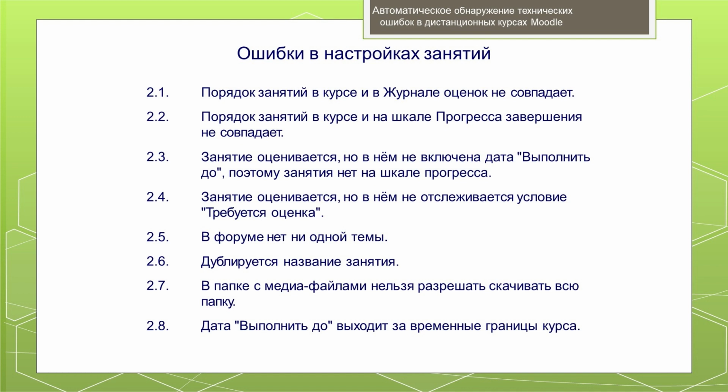Next one, 2.2, error of the sequence of the classes in the course and in the scale of the progress, they are not aligned. In our courses, we use the plugin completion progress. So the development of the function of the discovery of this error was very important for us. Not all the teachers have been able to see the necessity to build the sequence of the classes in the course and in the schedule according to the course sequence.